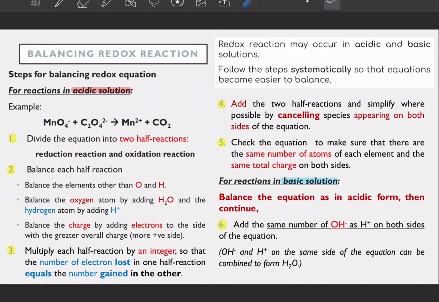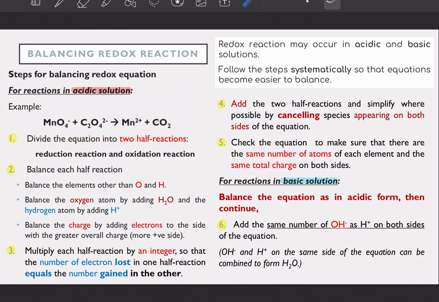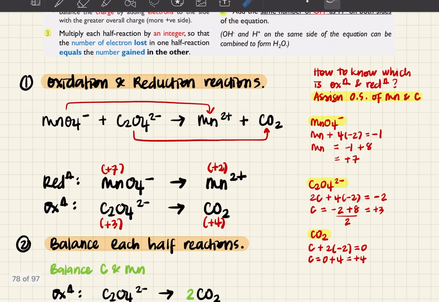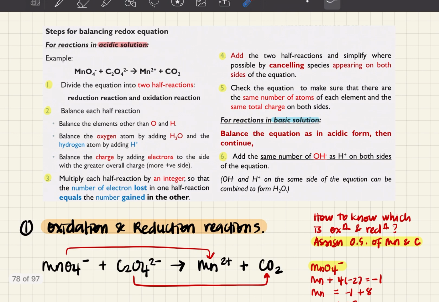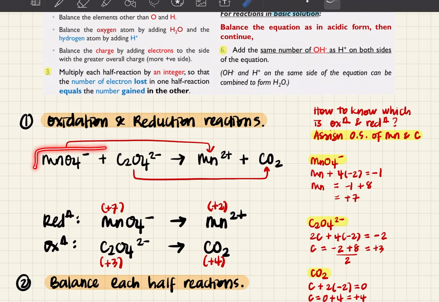So then let's look at our example. We will apply these steps onto this example. Let's say this is in acidic solution, right? So bismillah. Step 1, you must first divide the equation into 2 half reactions, so reduction dengan oxidation. What you're going to do first is copy back this chemical equation.